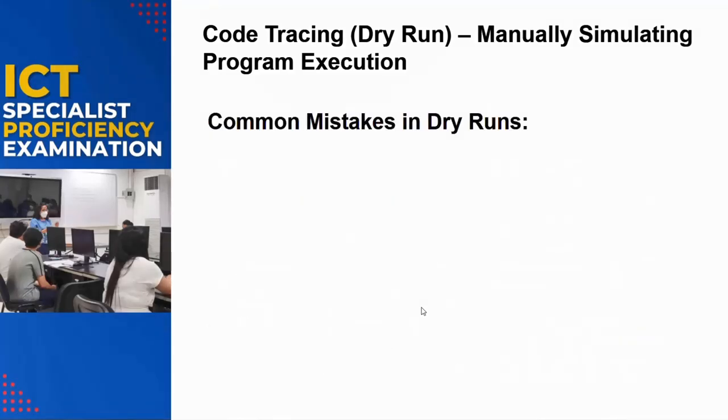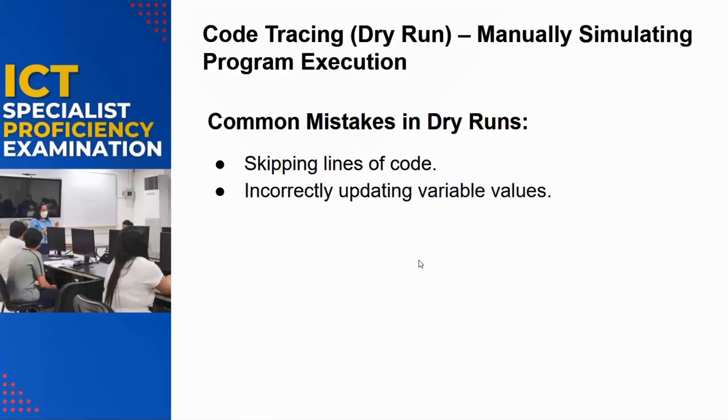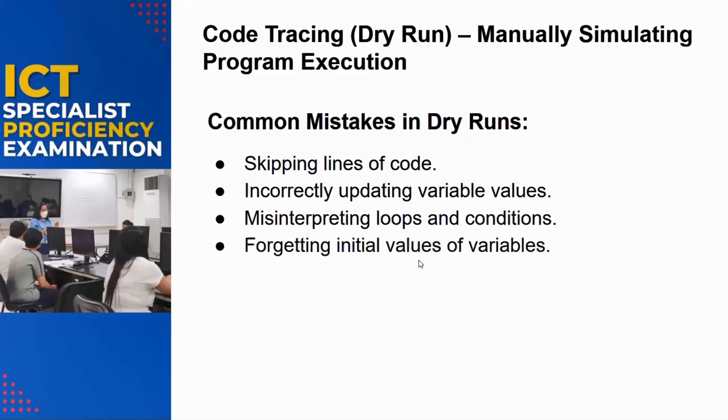What are the common mistakes in dry runs? One, usually nakakalimutan yung lines of codes. And then, incorrectly, na kamali tayo for updating variable values, misinterpreting loops and condition, and forgetting initial values of variables. Kung hindi na initialize yung value ng variable, somehow it would be 0 or it's a random number.